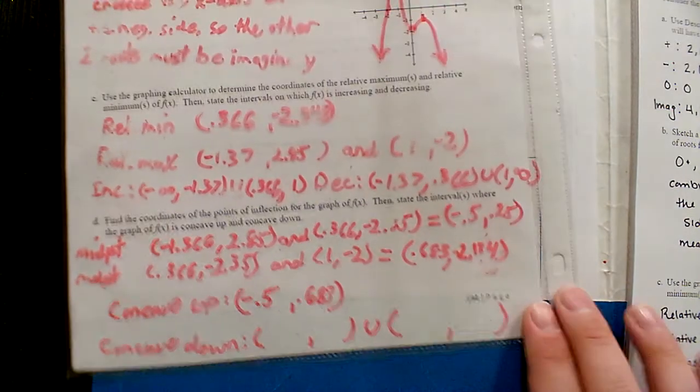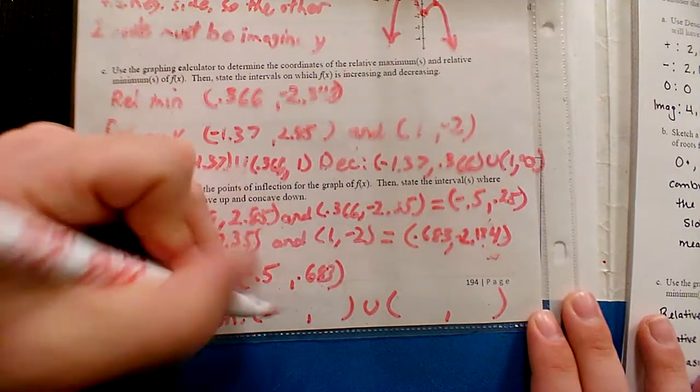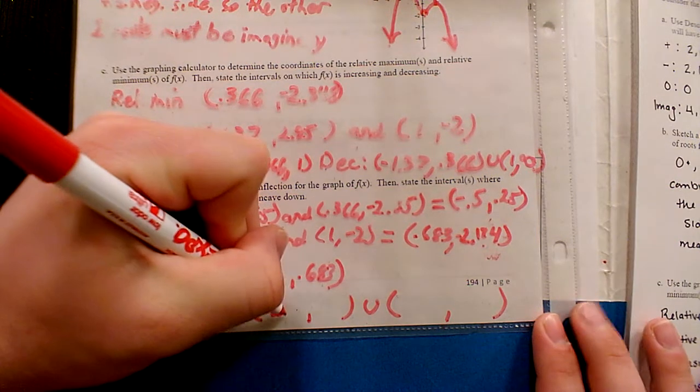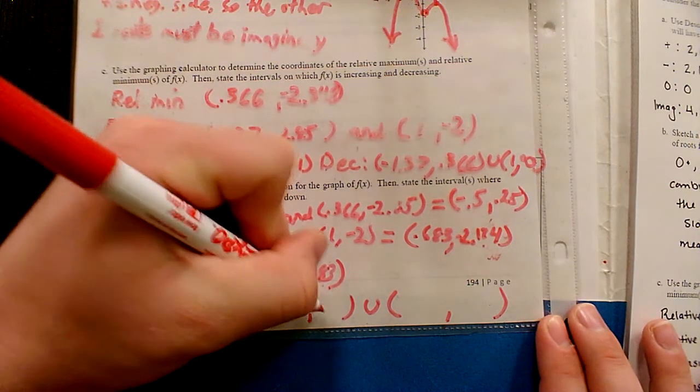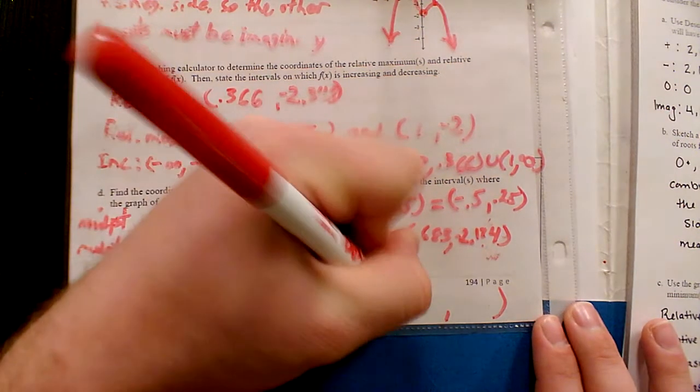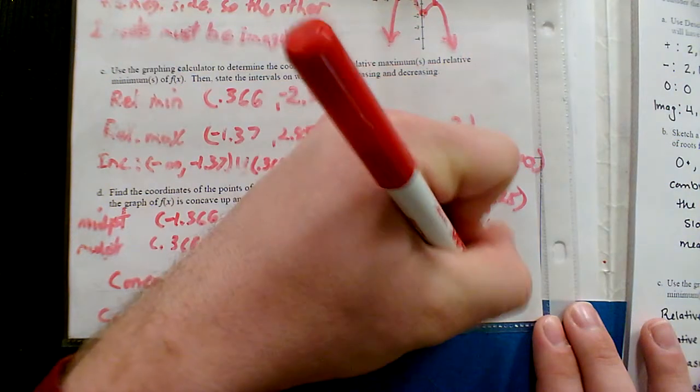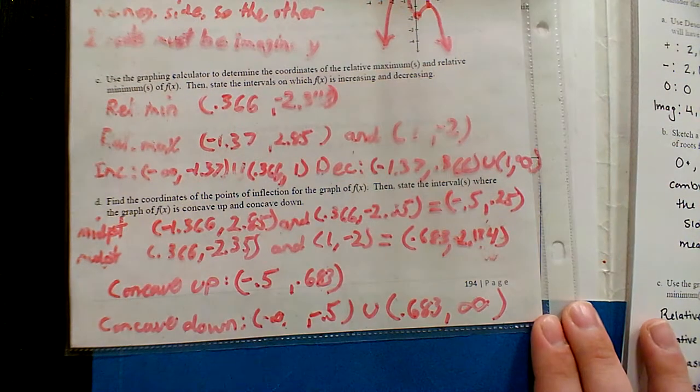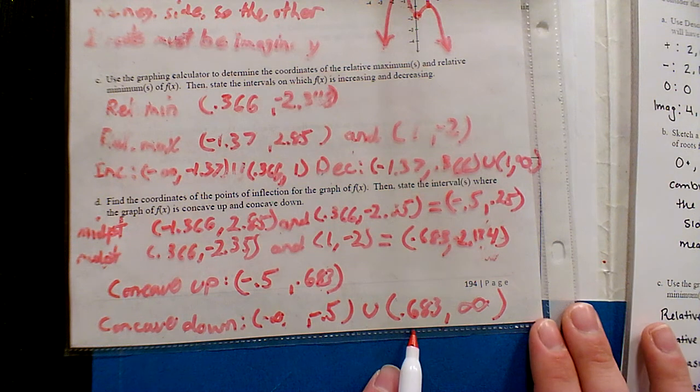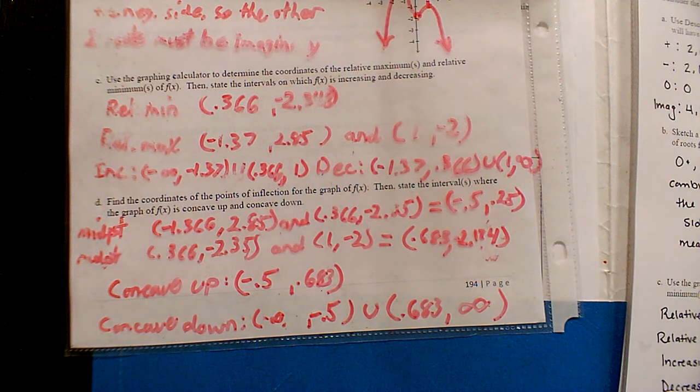It's the last interval we need. Yep, go ahead. Very good. Yes. Negative infinity to negative 0.5, union 0.683 to infinity. Awesome. All right, very good. I'll leave that up on there for a few minutes, but that is where we're stopping today.